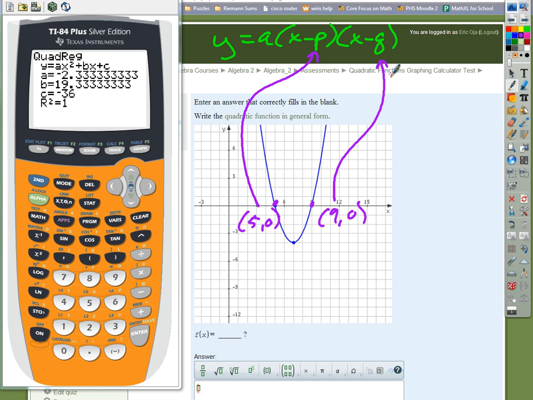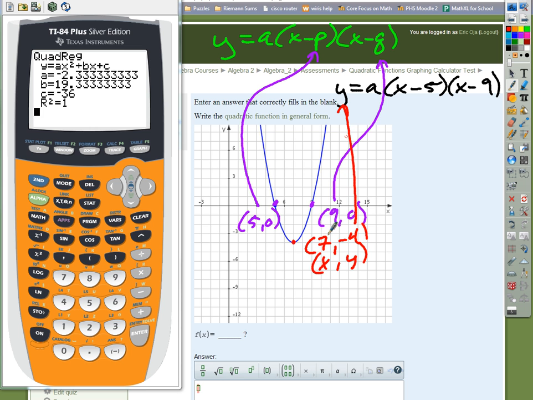Then all we have to do is find a, okay? So if I plug all that stuff in, what would I get? Well, I get y equals a times x minus 5 times x minus 9. To find a, I'll use this other point. The other point has coordinates 7, negative 4. So those are just values of x and y that work. So we could plug them in to find a. So negative 4 would go in for y, 7 would go in for my x's.